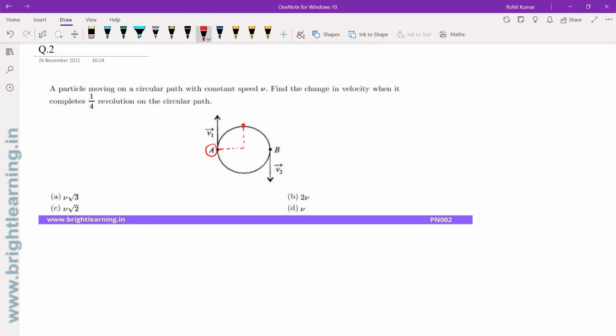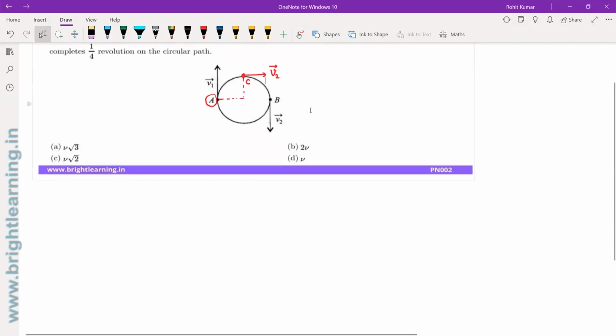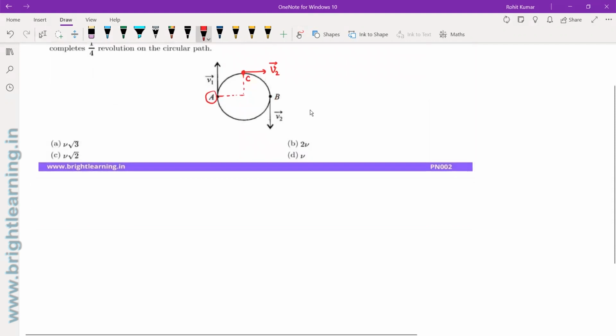Suppose this point is C. So we can say that this particle will have a velocity of v along the tangent to this circle. I am assuming this velocity to be v2. So we have two velocities, v1 and v2. v1 is along the y-axis, v2 is along the x-axis. So I need to find the difference in these two velocities, the change in velocity.